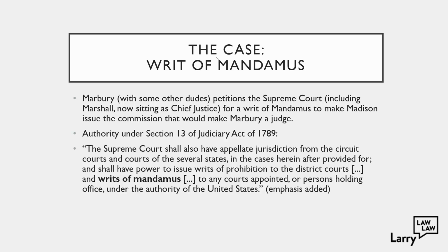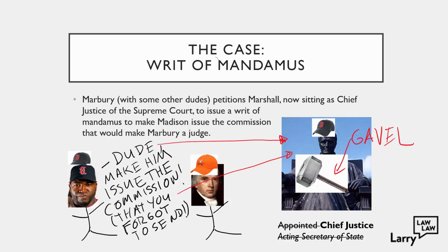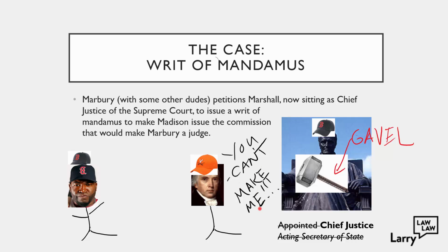So the case is about Marbury's request for a writ of mandamus. It's making the court make an official do something. So Marbury's not the only plaintiff in this case. There's some other people who didn't get their commissions. He petitions the Supreme Court itself, including Marshall, now again the sitting Chief Justice, for a writ of mandamus to make Madison issue the commission. This is apparently authorized by Congress under Section 13 of the Judiciary Act of 1789. So here's a picture of the case. Marbury is like, dude, make him issue the commission that you forgot to send. Madison's response is, you can't make me issue that commission.